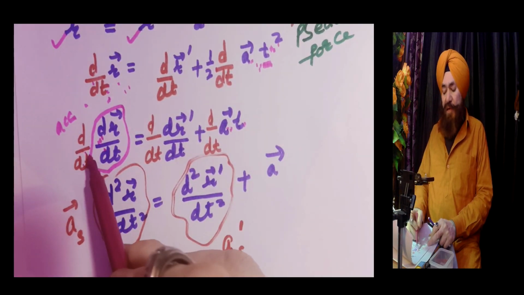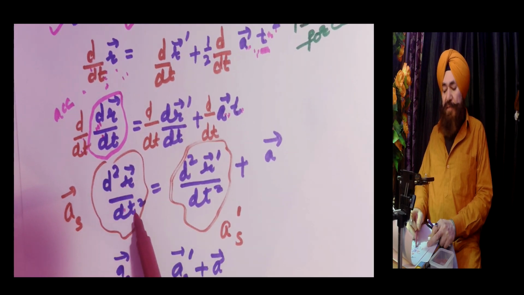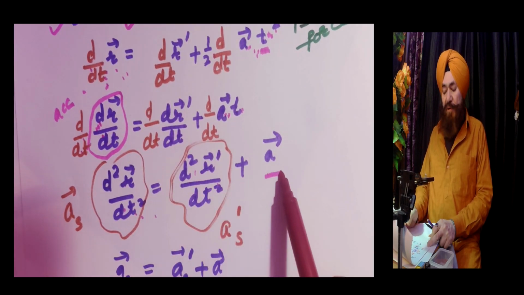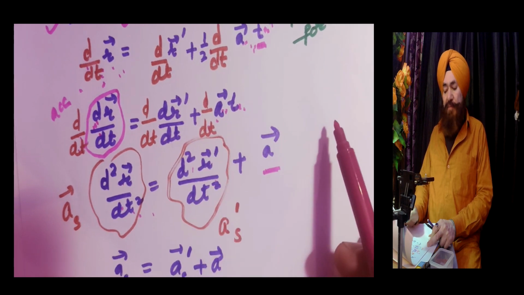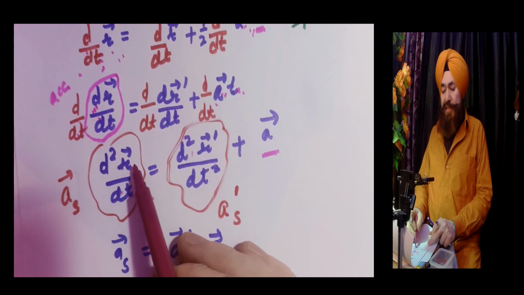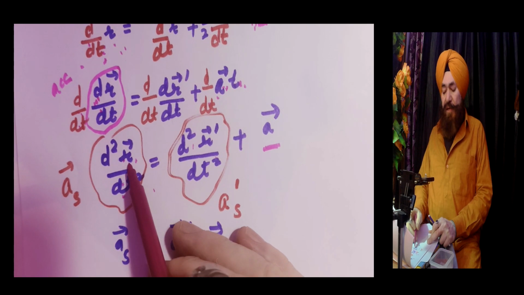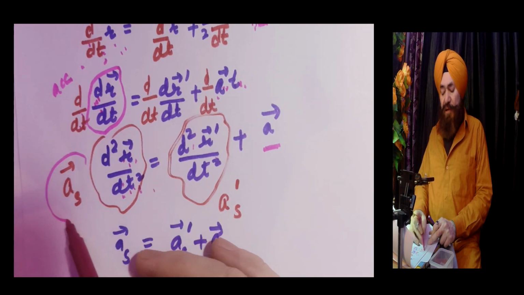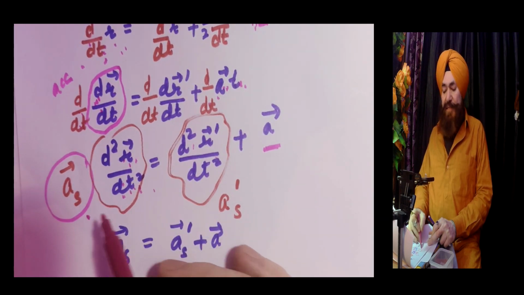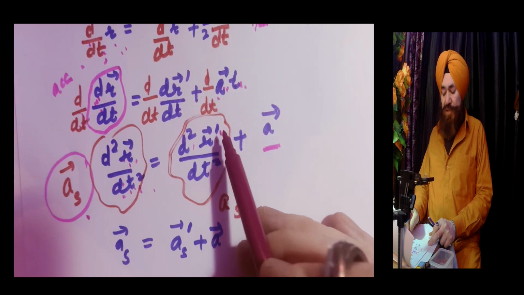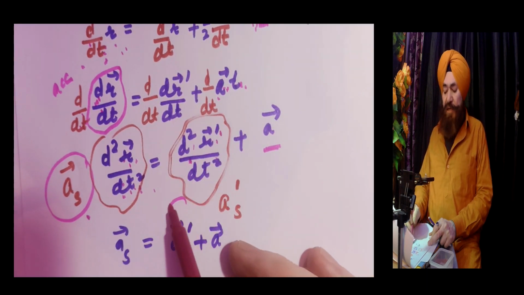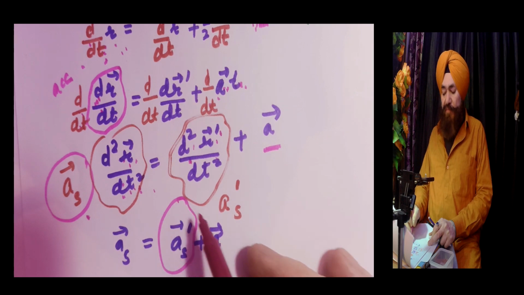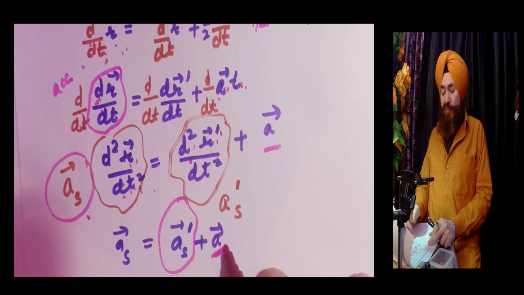When you are differentiating it, it becomes d2r dt square, and this is all dt upon dt square, that becomes 1. Now what is d2r over dt square? This is acceleration with respect to frame S. This is dash. This is acceleration with respect to dash frame. This is the acceleration of the frame itself.